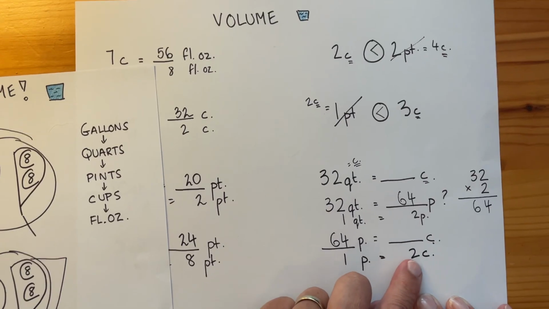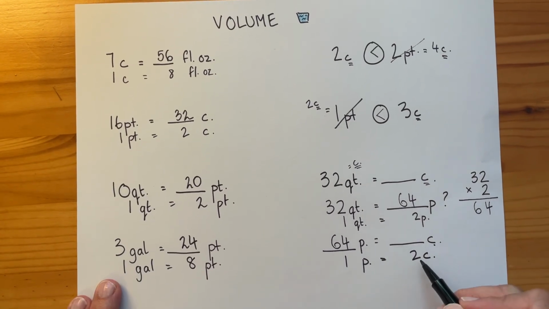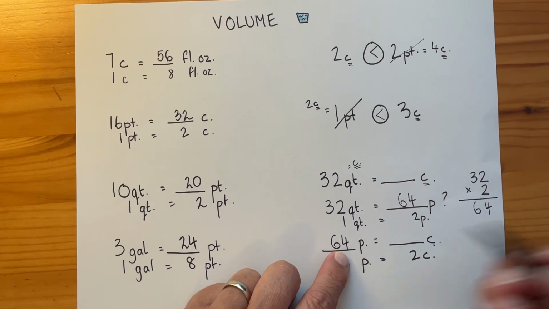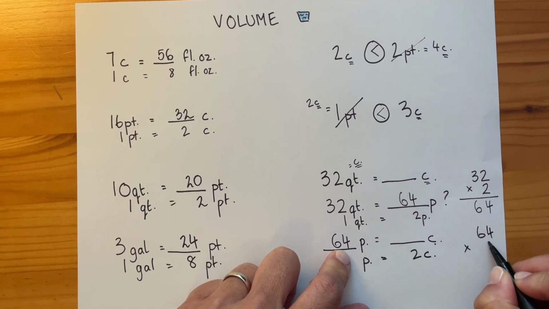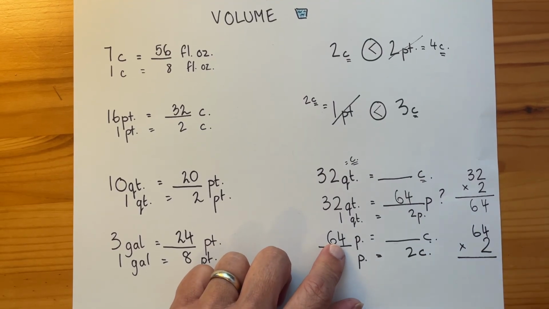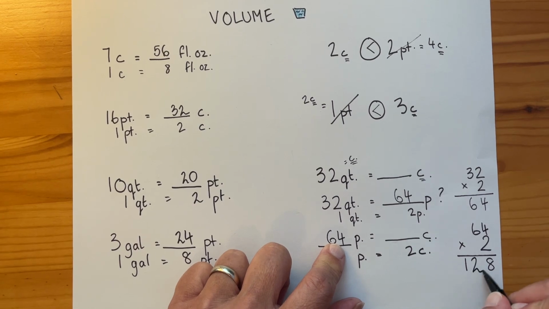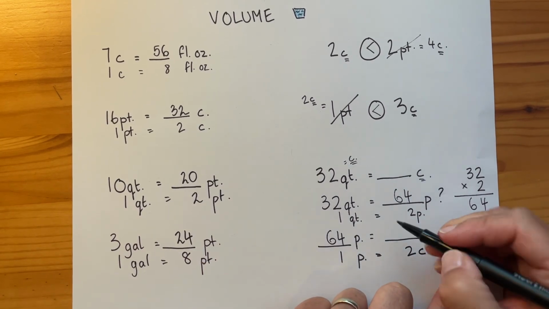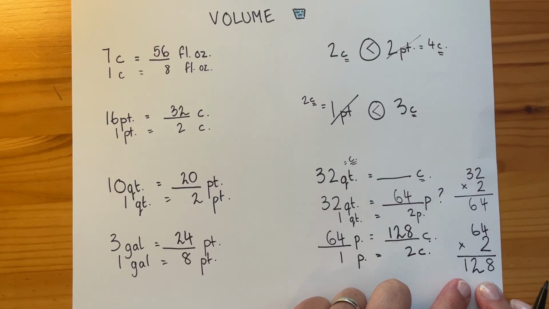If 1 pint is 2 cups, then I'm going to have to convert 2 cups times 64. If you can't do 64 times 2, then please do it on the paper. 2 times 4 is 8. 2 times 6 is 12. So that would be 128 cups. Oh, that's a lot of cups.